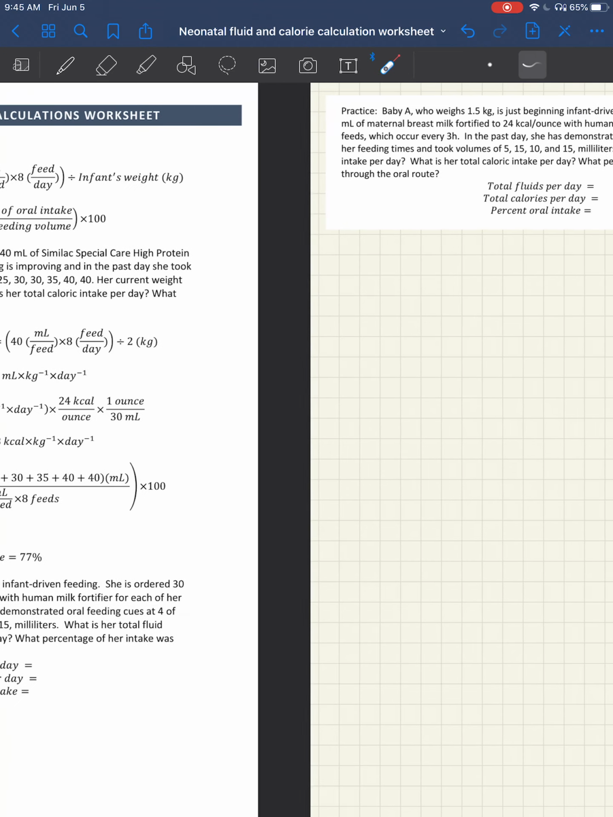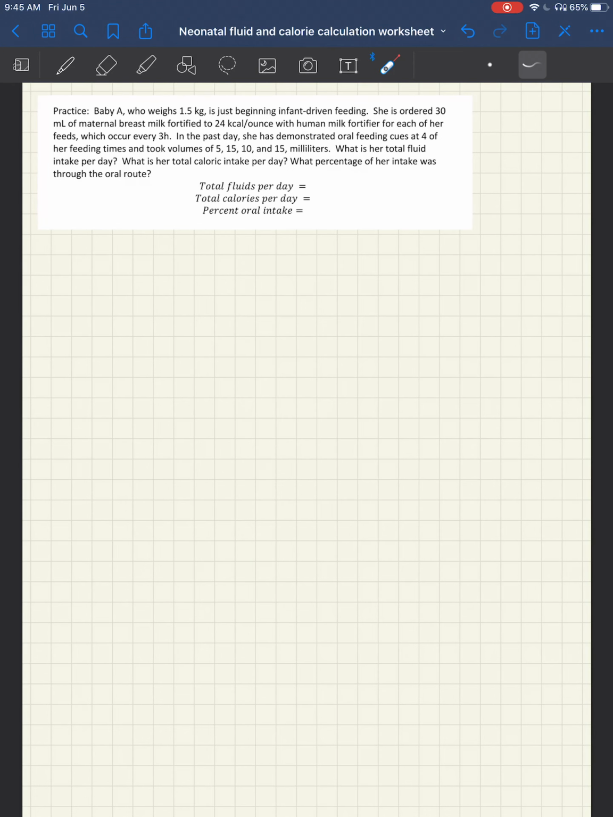Let's work through a practice problem. Baby A, who weighs 1.5 kilograms, is just beginning infant-driven feeding. She's ordered 30 milliliters of maternal breast milk fortified to 24 kcals per ounce with human milk fortifier for each of her feeds, which occur every 3 hours.